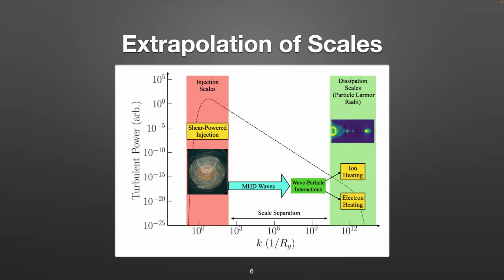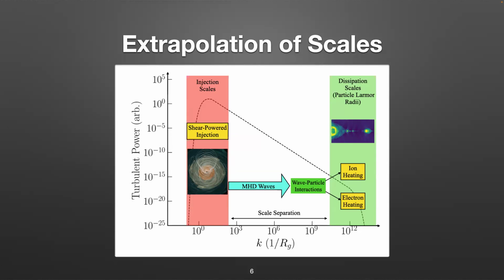Our goal here is to bridge the scale separation by means of this picture, in particular, looking at the left end of the power spectrum. The question that we are asking here is, how does global shear power injection inject energy into the magnetohydrodynamic wave cascades, which eventually go down and heat up the particles?